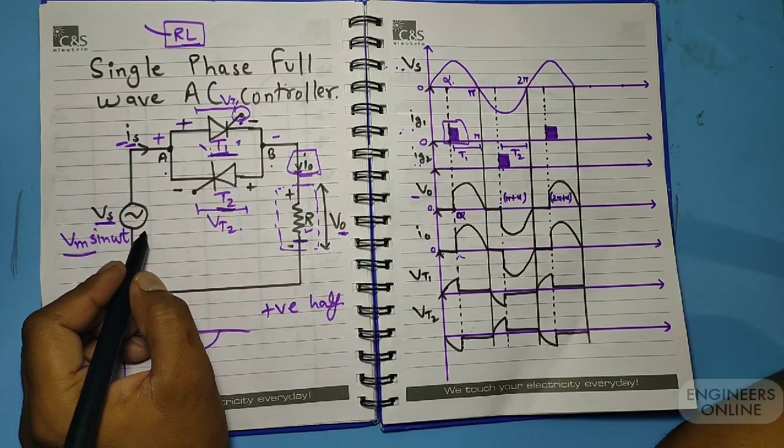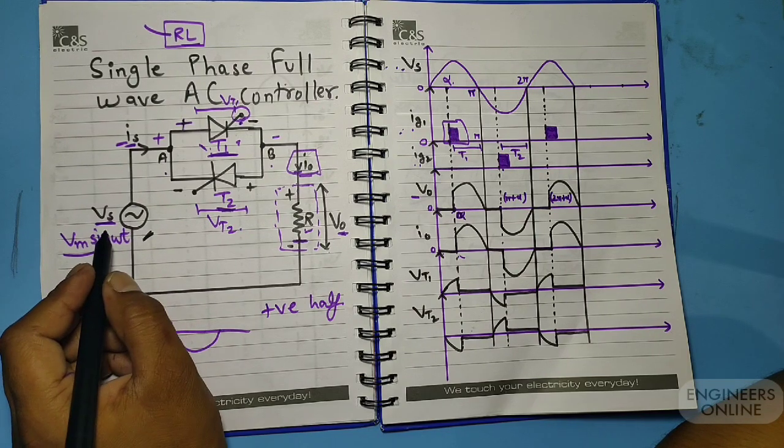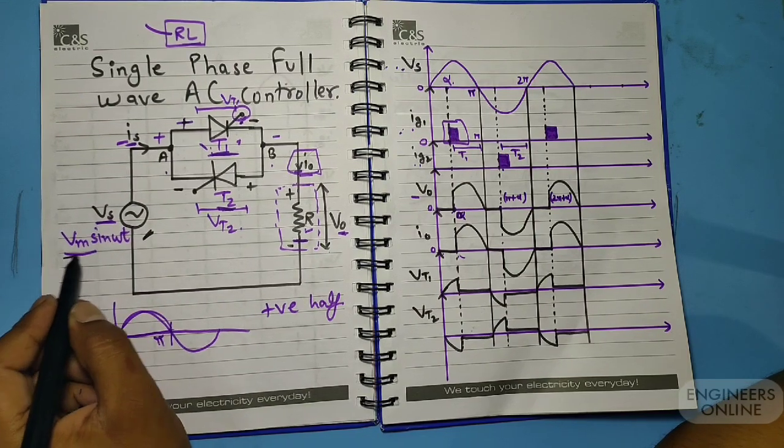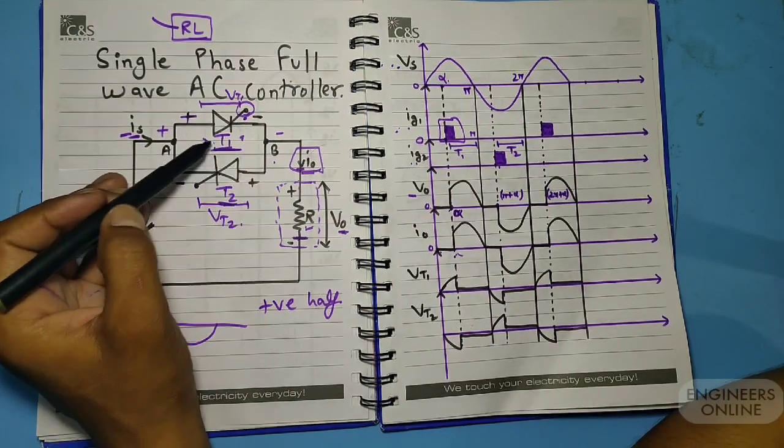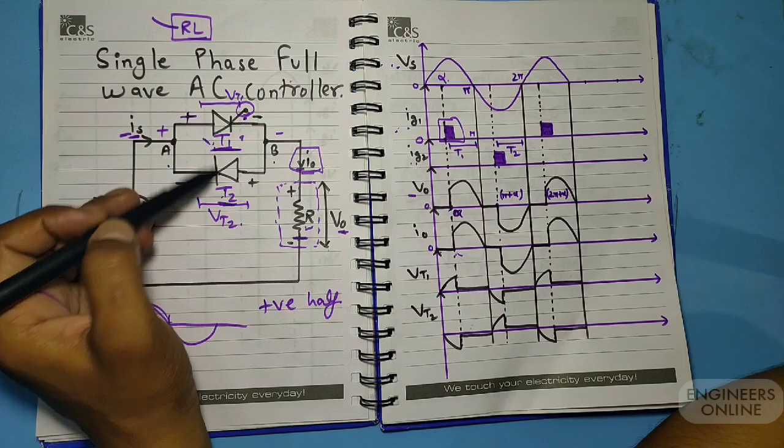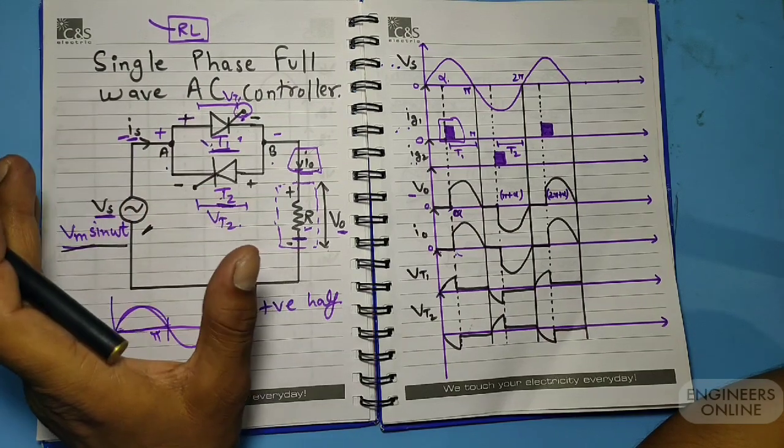Here you can see a voltage source Vs, and the value of Vs is Vm sin omega t. These are two thyristors, T1 and T2. T1 and T2 are connected in anti-parallel to each other.